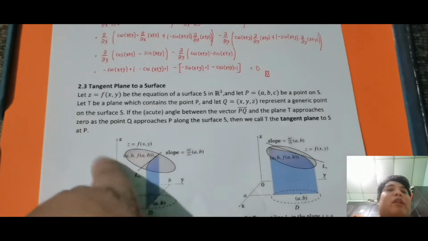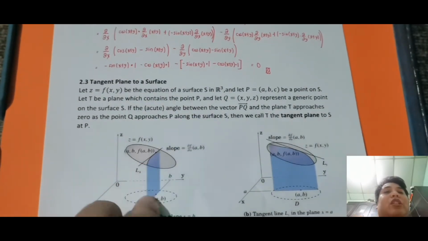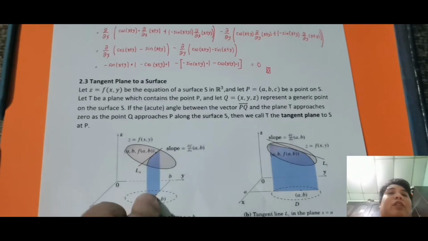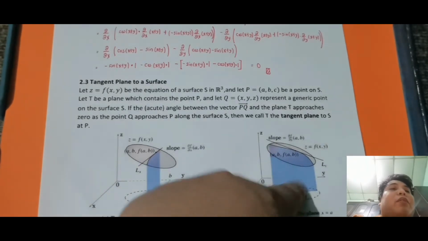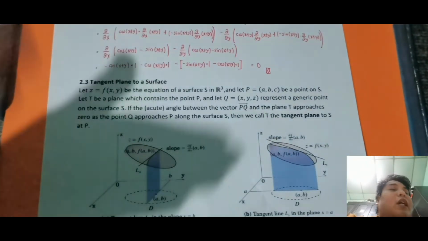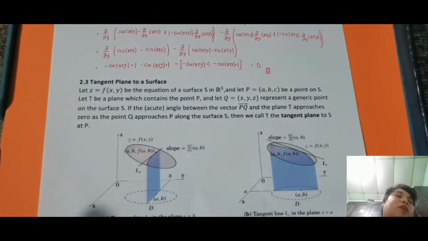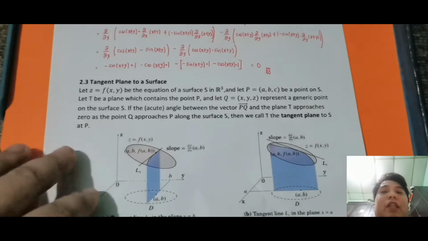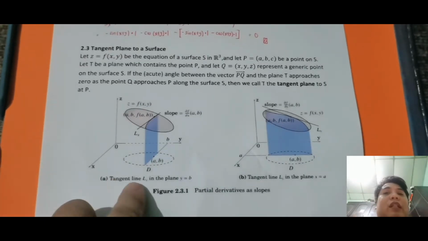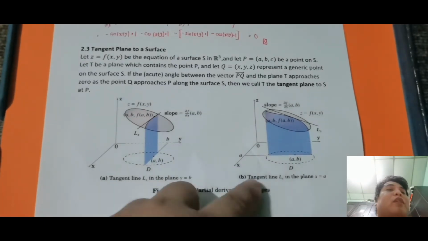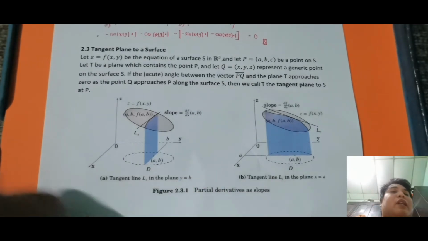So tulad nito, so meron tayong paraboloid, so meron sa kanyang tangent plane. Okay, ito yung tangent plane niya. So meron ulit tayong paraboloid. So another way na tangent is something na nakaharap sa atin yung tangent plane. So pwede rin siya slant something, or another slant yung pa-reverse. Okay, so diagonally something. Okay, so the tangent line L in the plane y is equal to b. The tangent line L in the plane x is equal to a.